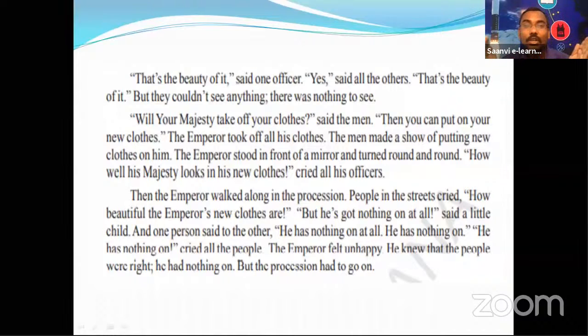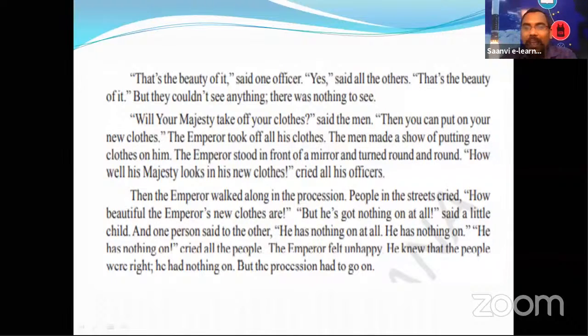Will your majesty take off your clothes, said the men. The weavers said, please emperor, remove your clothes and put on this new dress. Then you can put on your new clothes. The emperor took off all his clothes. Now he is naked. Naked means without any dress on.